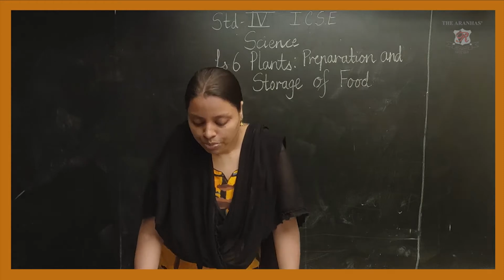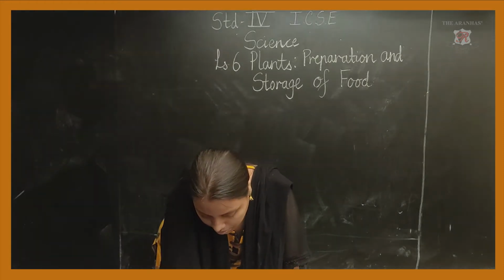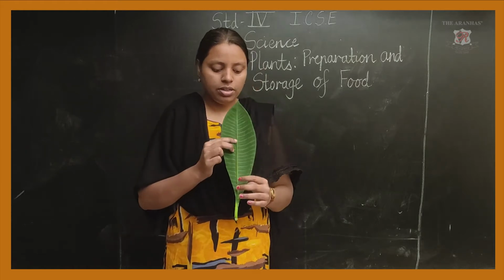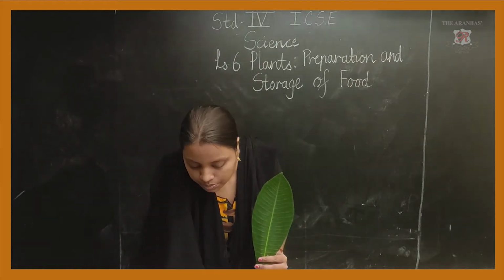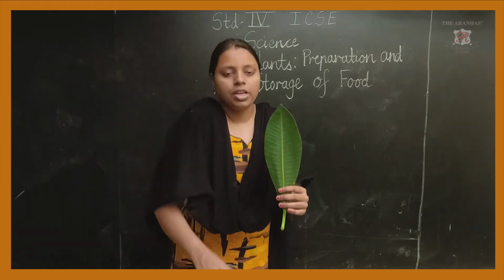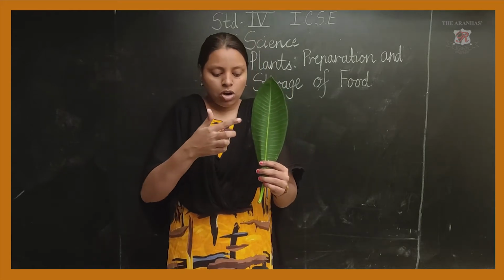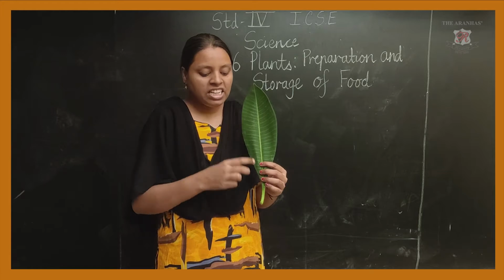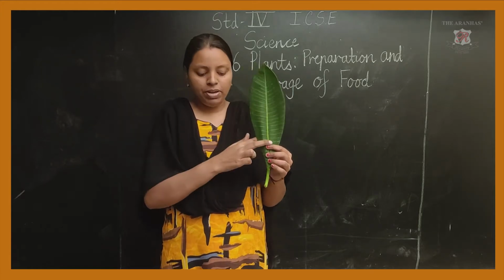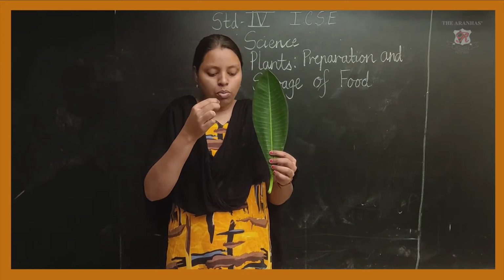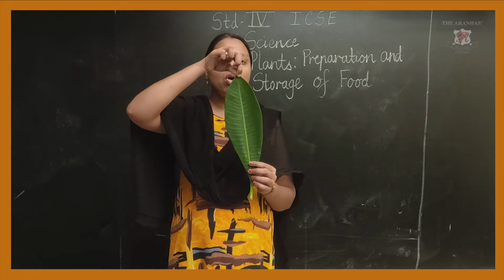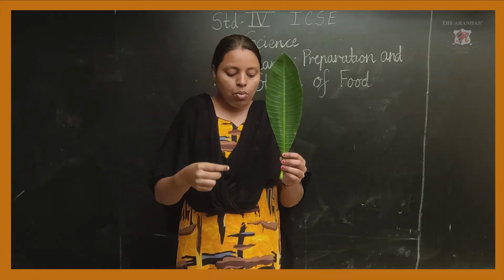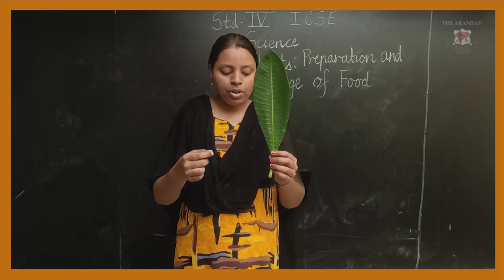Now children, if I show you this leaf, the flat surface of the leaf is called the leaf blade. What is it called? Leaf blade. Now, what is a leaf apex? The tip of the leaf is called a leaf apex. Now, what are the side veins?